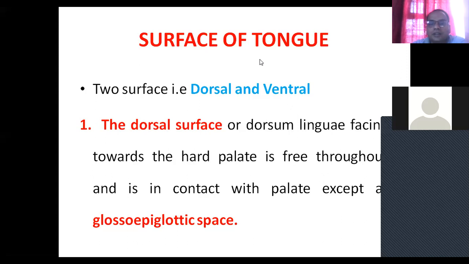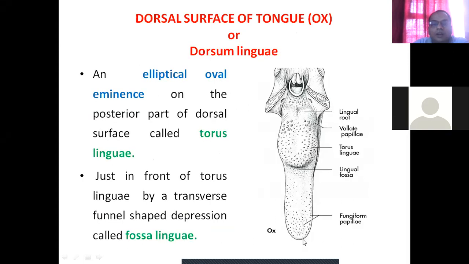If you discuss the dorsal surface of the tongue, there are many papillae present on it. What are those papillae? On the dorsal surface you will get filiform papillae, fungiform papillae, and circumvallate papillae. There are four major types of papillae: filiform, fungiform, lenticular and circumvallate papillae.